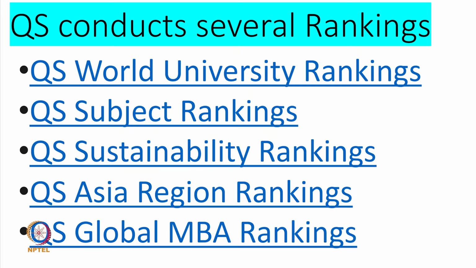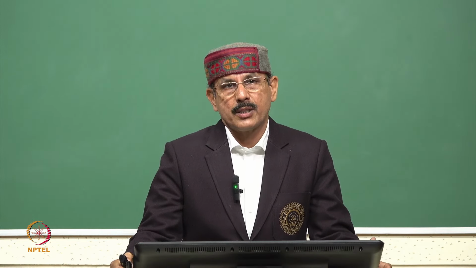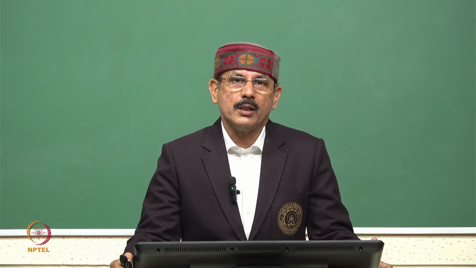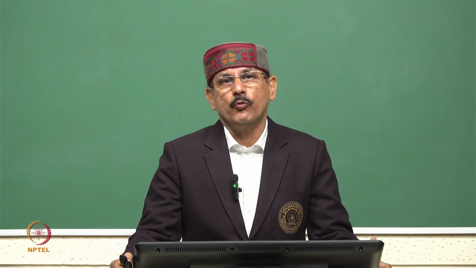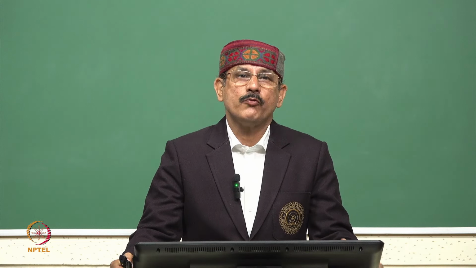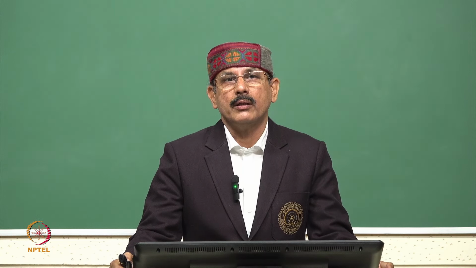Now, which parameters does QS consider under World University Ranking? Academic reputation, 30% weightage, employer's reputation, faculty students ratio, citation per faculty, sustainability, international research network, employment outcome, international faculty, international students, like that. If you see the slide, the maximum weightage is on academic reputation and employers reputation. That means 45% weightage is on the survey conducted by QS.